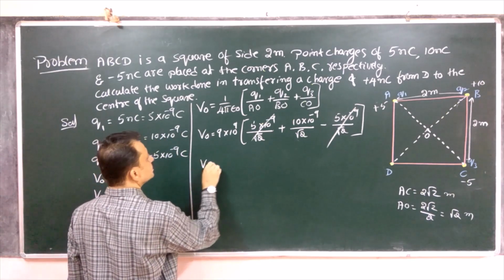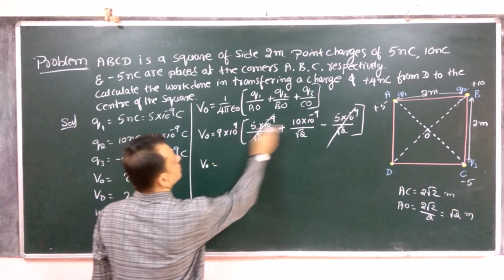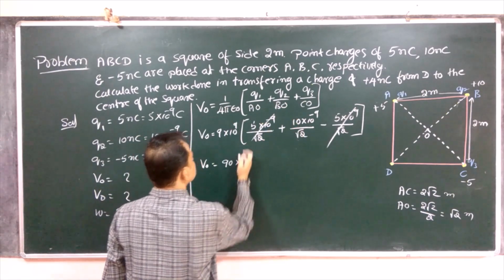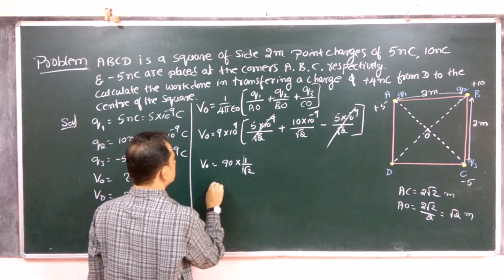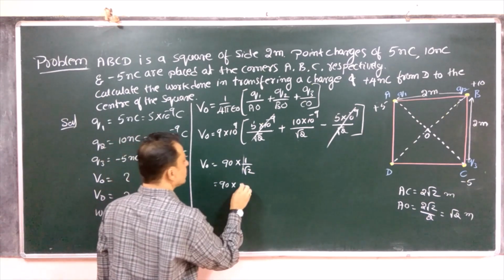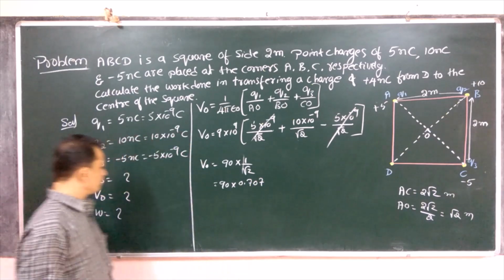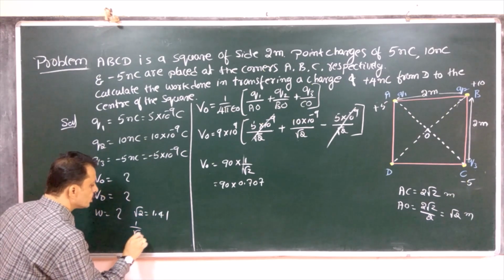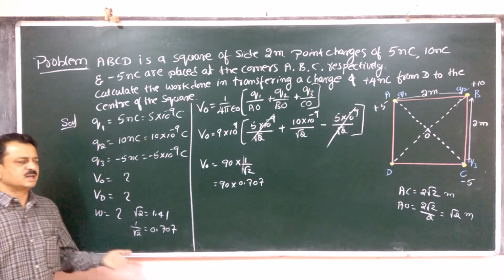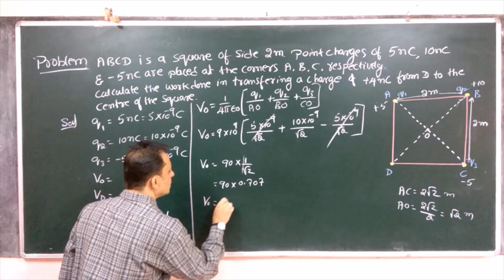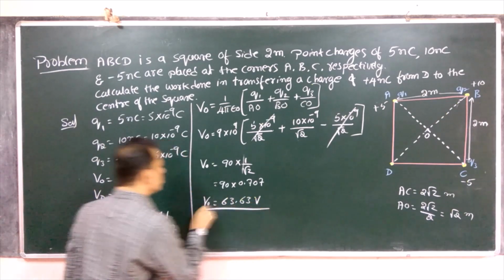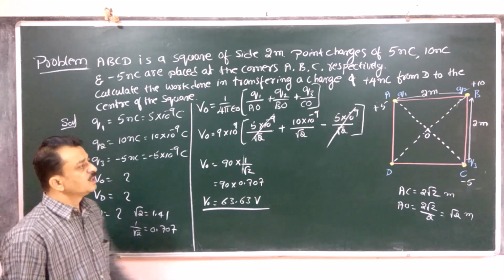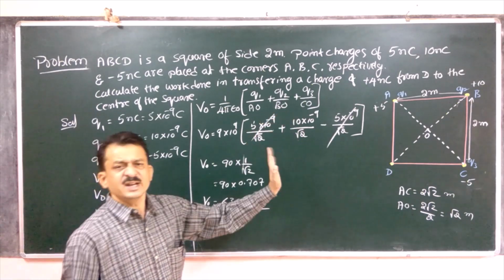So now simplifying that one. 9 into 10 is 90, into 10 to the power of plus 9 minus 9 cancels. 90 into 1 by root 2. What is 1 by root 2? You should remember it is 0.707. Root 2 is 1.41. Now 1 upon root 2, you should remember it is 0.707. If you multiply these two, I will get 63.63 volts. This is the potential at the center of the square due to the three charges.